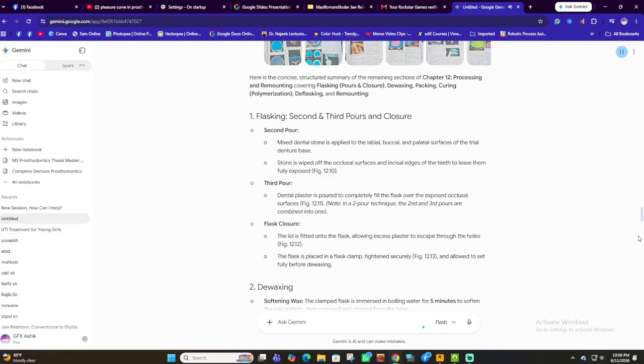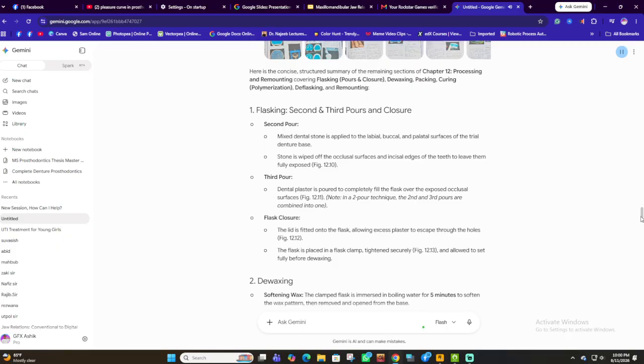Second pour. Mixed dental stone is applied to the labial, buccal, and palatal surfaces of the trial denture base. Stone is wiped off the occlusal surfaces and incisal edges of the teeth to leave them fully exposed, Fig. 12.10. Third pour. Dental plaster is poured to completely fill the flask over the exposed occlusal surfaces, Fig. 12.11. Note: in a two-pour technique, the second and third pours are combined into one.